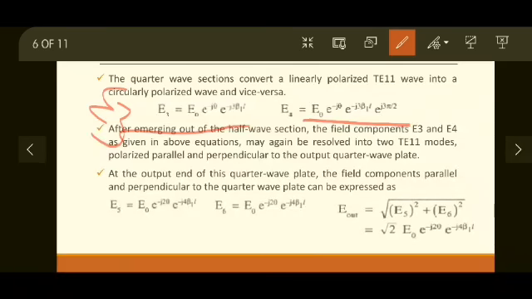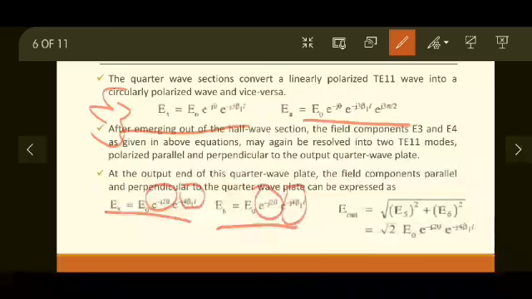Now E5 and E6 are given again here. So a further phase change of minus j2θ is added to them. Now the propagation is further increased to 4β. Okay, you can see that.